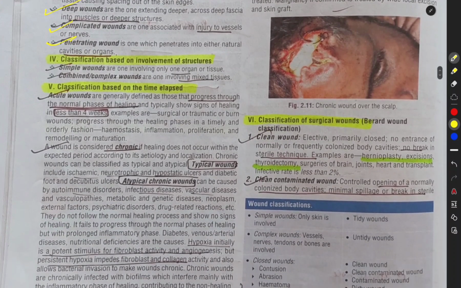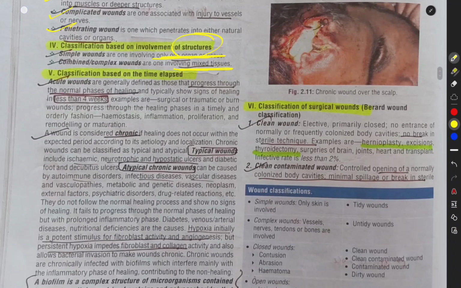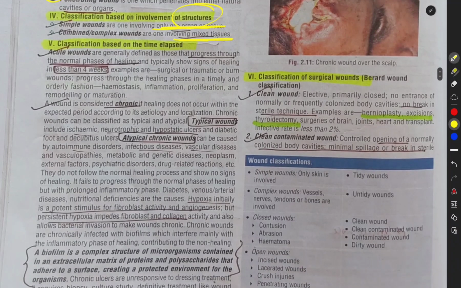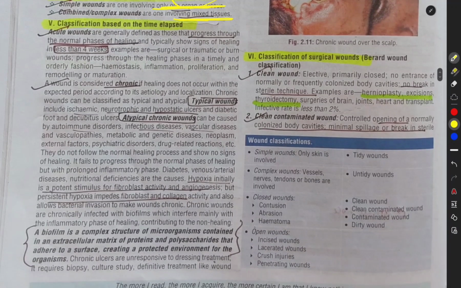The next classification is involvement of structures. Simple wounds involve only one organ, whereas combined wounds will have a mixed tissue involvement. Based on the time elapsed, it can be acute or chronic. Acute is when they progress through the normal phases of healing. It is usually less than 4 weeks.